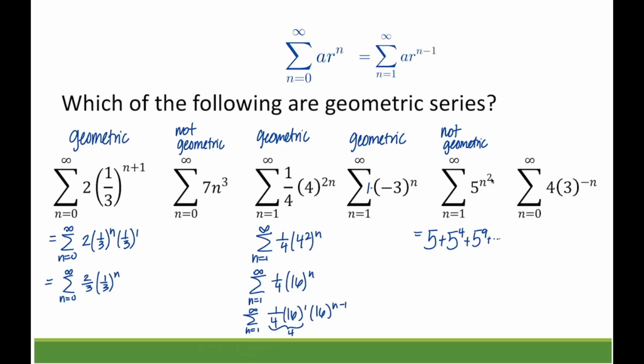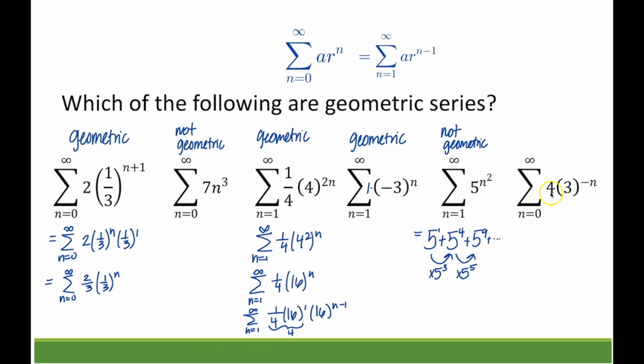Now let's just check. To get from 5 to the 1st to 5 to the 4th, I'm multiplying by 5 cubed. And then to get from 5 to the 4th to 5 to the 9th, I'm multiplying by 5 to the 5th. So this does not have a common ratio, so it is not geometric. And you can convince yourself the second one is not geometric using the same reasoning by writing out the expanded summation.